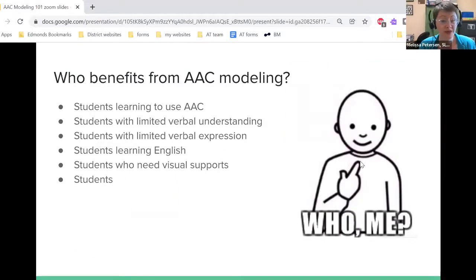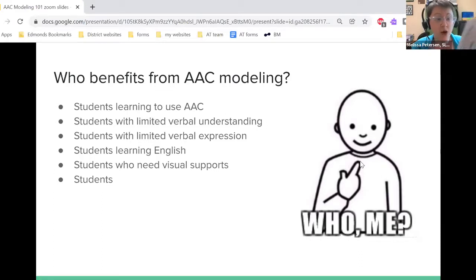And who benefits from AAC modeling? Meaning, who needs this kind of input? Well, students who are learning to use these kinds of systems to talk need this in order to help them learn how to do it. But also, if students have limited verbal understanding, having words that go with pictures is super helpful for them.